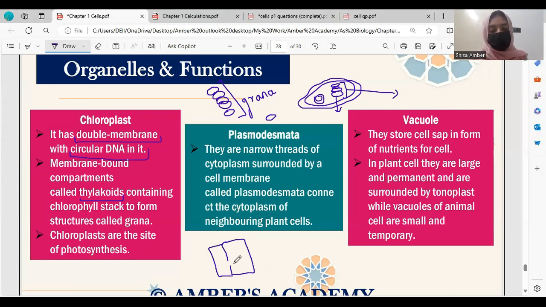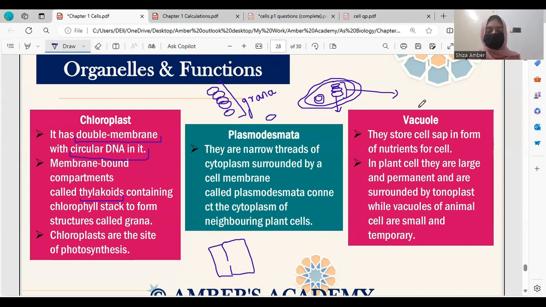And why do we need plasmodesmata? It is because these are narrow junctions. It's a very minute junction basically, and it allows the movement of substances from one cell to another cell. Okay, so this is just a minute passage between two plant cells. Never write that you can find plasmodesmata in animal cells. This is just a property of plant cells.